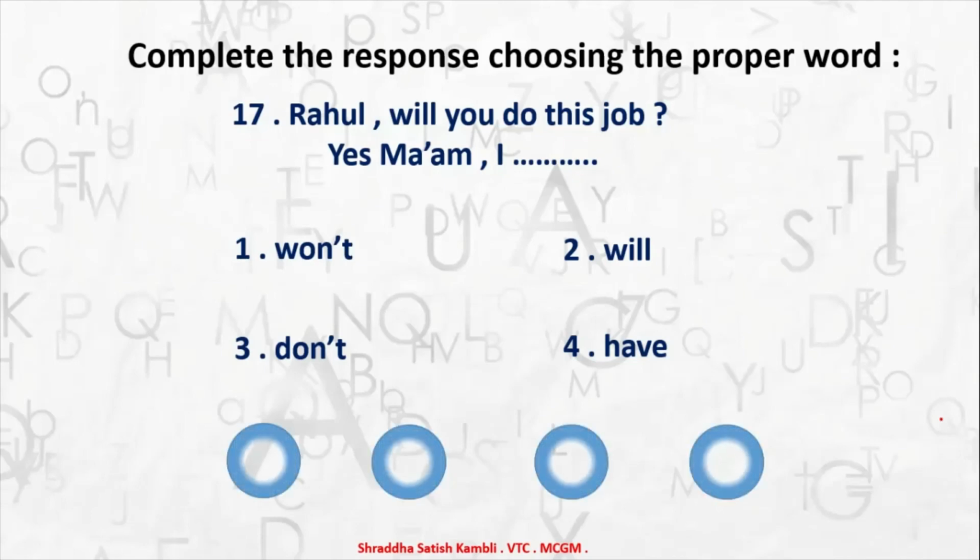So what will it be? It will be the second one, I will. Now you will say, madam, teacher, you can also say, yes madam, I won't. But that will be wrong children, because then it should be no madam, I won't. It cannot be yes madam and I won't. Okay, so the answer is the second one.